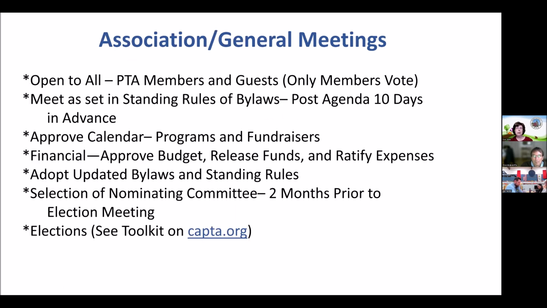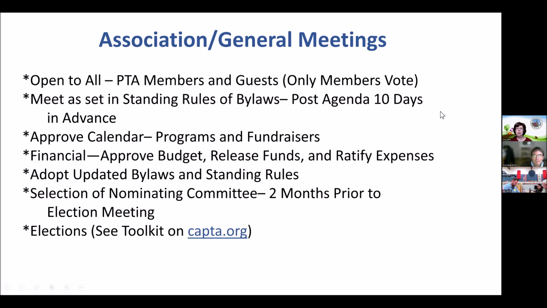Association or general meetings are open to all PTA members and guests, but only members vote. They meet as set in the standing rules of the bylaws, and your bylaws tell you when you're meeting. You need to post the agenda at least 10 days in advance, because California Nonprofit Corporation Law requires that members know the agenda items upon which they have the right to vote.